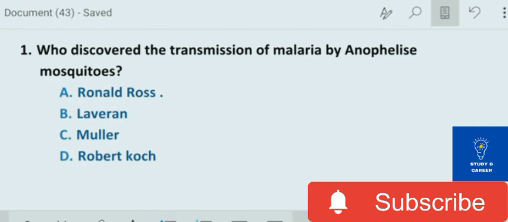Who discovered the transmission of malaria by Anopheles mosquito?